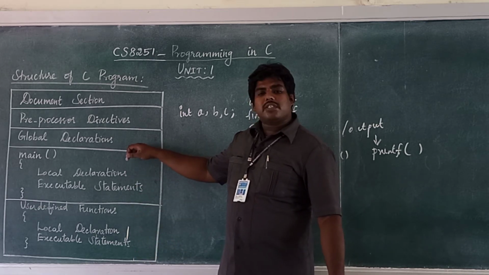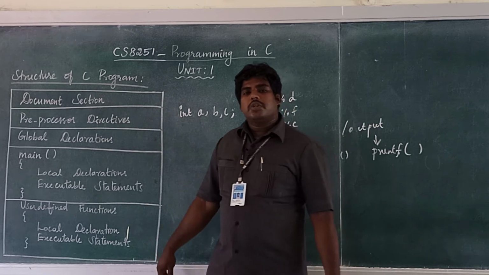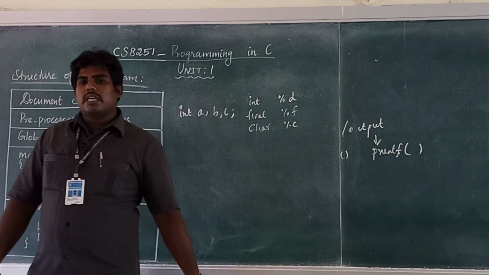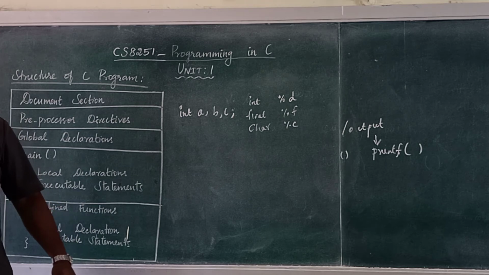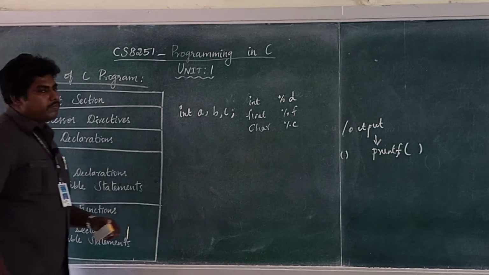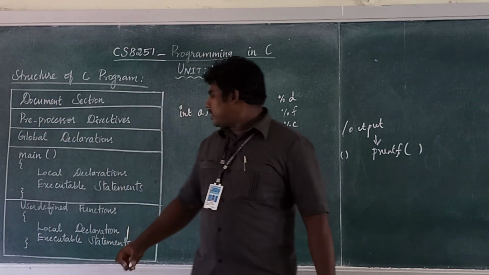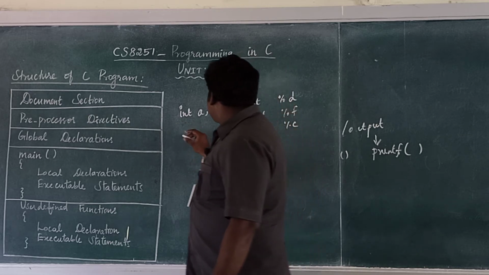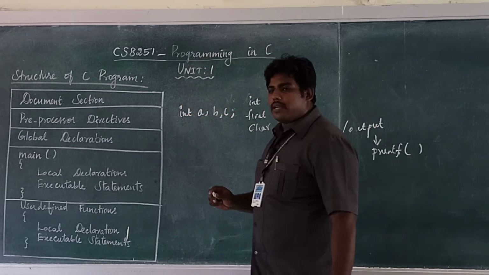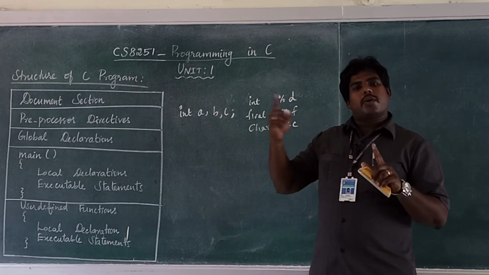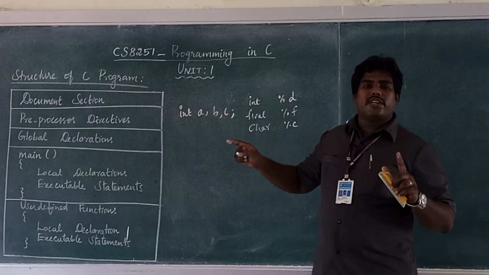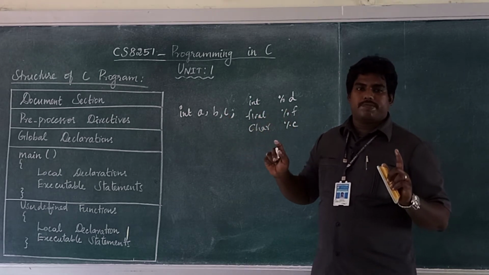Similarly, global variables are declared above the main. They can be used anywhere. So we can see a local variable and a global variable, right? What's the difference? A global variable can be accessed anywhere. A local variable is only accessed inside the function.